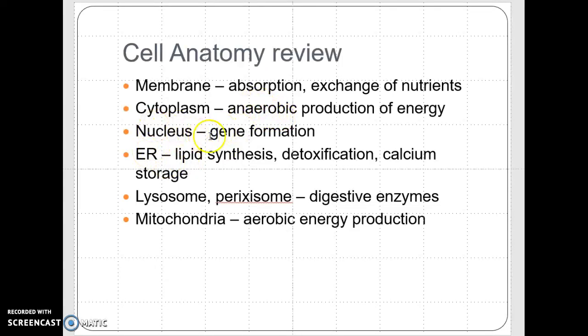The nucleus we just mentioned is for gene formation, which requires the production of proteins. The endoplasmic reticulum is where lipids are synthesized. Calcium is stored in that part of the cell. The lysosomes and peroxisomes, that's where we have digestive enzymes that break down bacteria. And then the mitochondria we mentioned is where most of the energy is produced. So that's just the review of the cell parts.